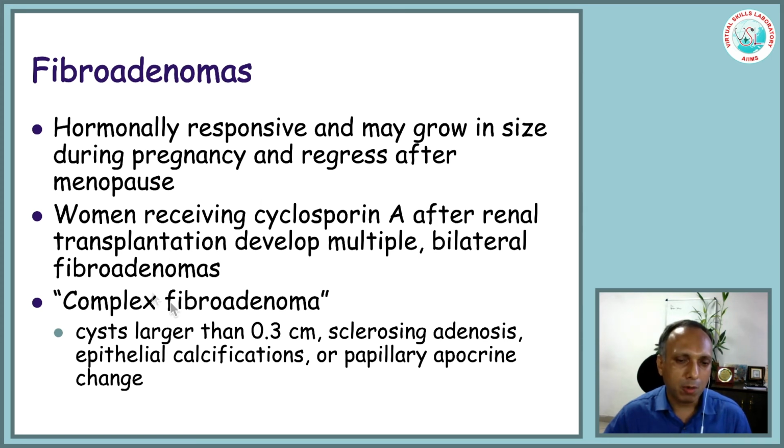You call a fibroadenoma complex, and why we classify something as a complex fibroadenoma is that there is a slightly increased risk of malignancy. We call it complex when the cyst is larger than 0.3 centimeters within a fibroadenoma, with accompanying sclerosing adenosis, epithelial calcification, or papillary apocrine change. Even if 3 of these changes are present, it is classified as a complex fibroadenoma.